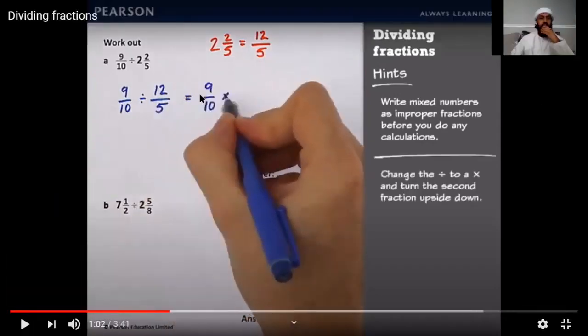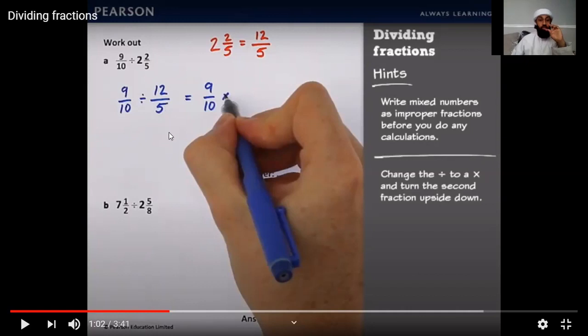Right, so this is the bit. So first and foremost, what have you done? You've actually tried to figure this out here. So the 2 2/5, you've turned that into an improper fraction. Once you've turned it into an improper fraction, you've got 9/10 divided by 12/5, which is the improper fraction.